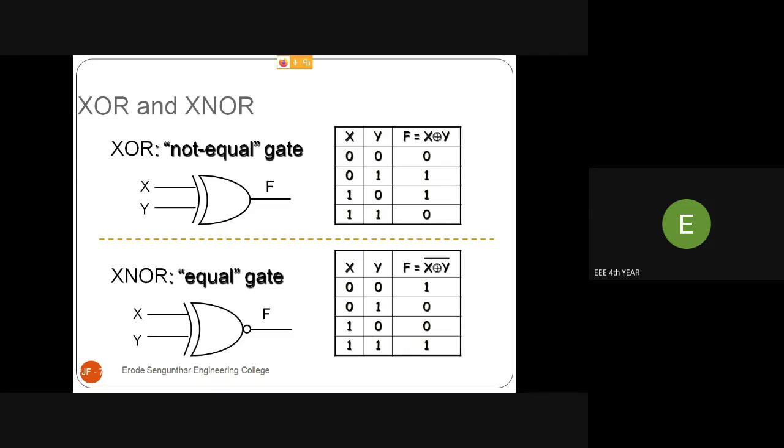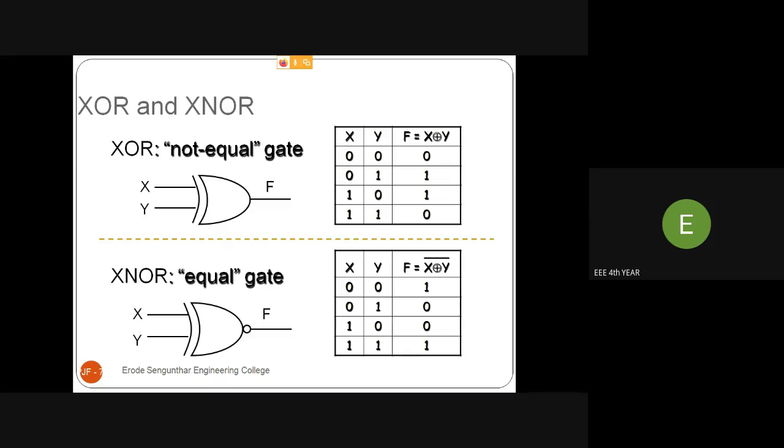Now you see the not equal gate. If two inputs are not equal, then the output is high. Check: the inputs 0 and 1 are not equal, therefore the output is high. 1 and 0 are not equal, therefore the output is high. If the two inputs are equal, then the output is low.